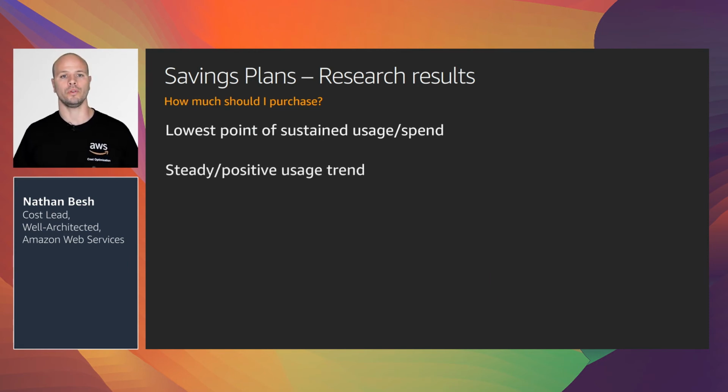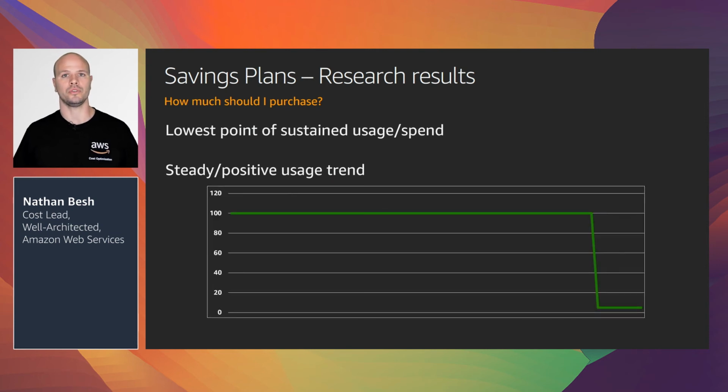The second point, you want to look for a steady or a positive trend. If this is what your usage looked like for the month, steady at 100, then dropped off. Again, the best recommendation would be 100. But what's it going to look like next month? Is it going to continue at that low point, or is it going to go back up again? Make sure you select recommendations that are for usage that is steady or increasing over the time period you select for analysis.